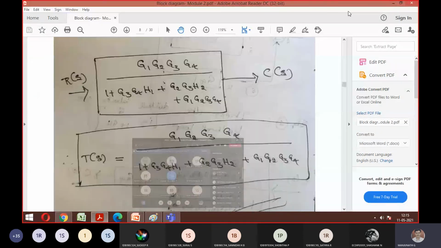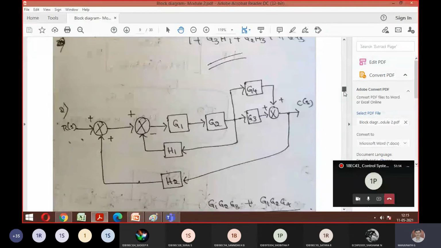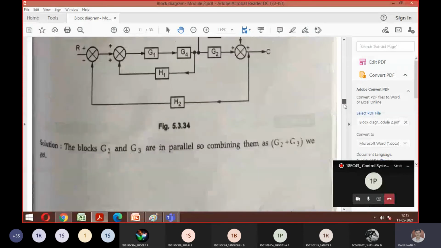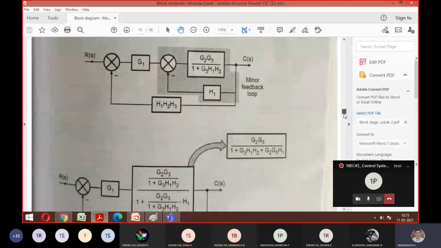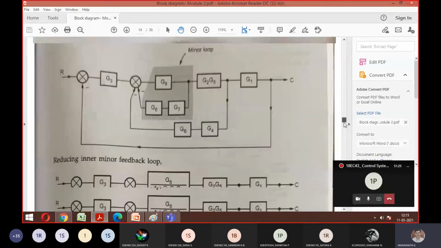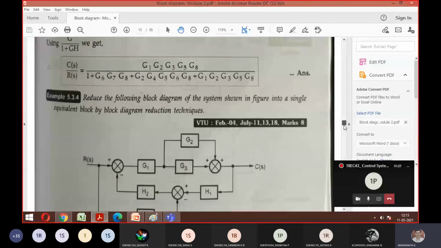So let's move on with the next problem. The assignment questions are mentioned here. As I told you, I will give this as assignment number 1. I think these problems were solved in yesterday's class. So let's move on to the next one.